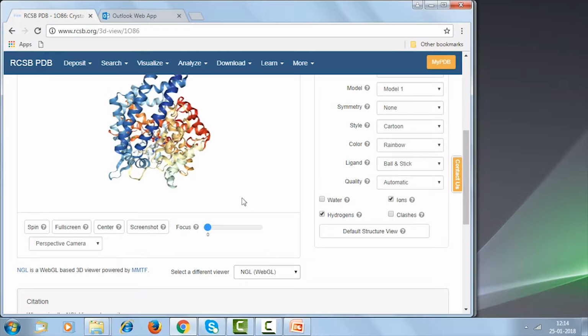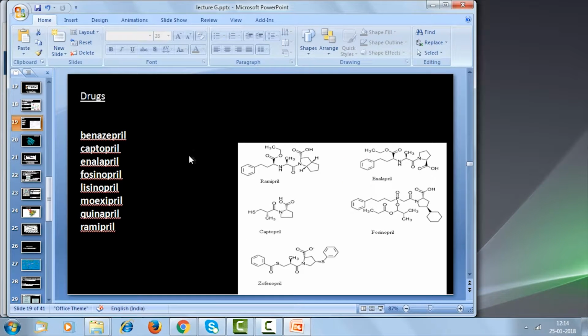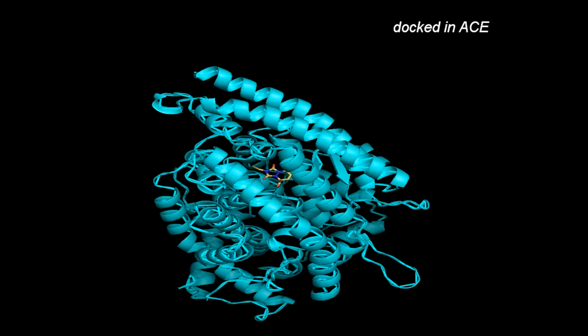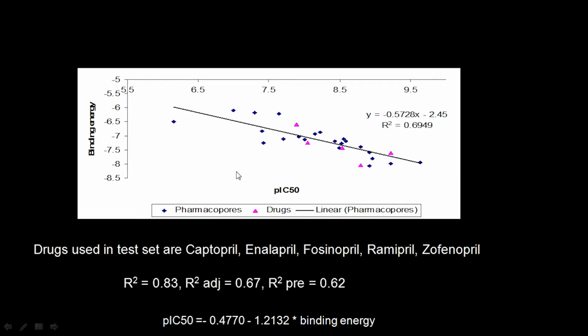So we can easily download the structure of the protein, and then we can dock all these various ACE inhibitors, and there is literature data on the percentage inhibition activity of these drugs towards ACE. You can see the drug docked in ACE. Here is the binding energy: the more the binding, the higher the activity. This is the activity on this axis. So a lot of ligands, and these triangles are the drugs here.